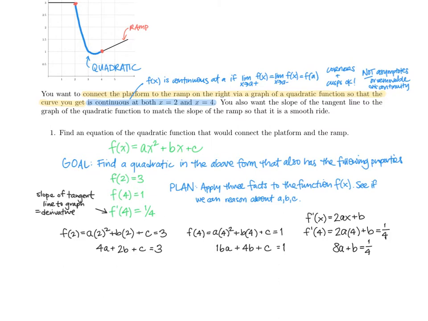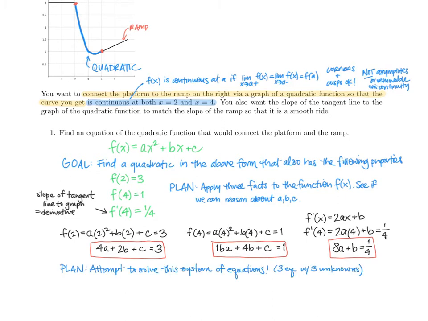All right, I've done the first step of my plan, and I want to take a step back and look at what I've got so far. I have 3 different statements. I have 4a plus 2b plus c equals 3. I have 16a plus 4b plus c equals 1. And I have 8a plus b equals 1/4. Now that's 3 equations with 3 unknowns, which means that it should be solvable. I'm now going to say as part of my plan that I'm going to try to solve this system of equations. Let's do it. I can see already that there are some options for me.